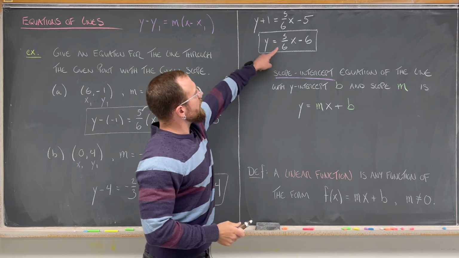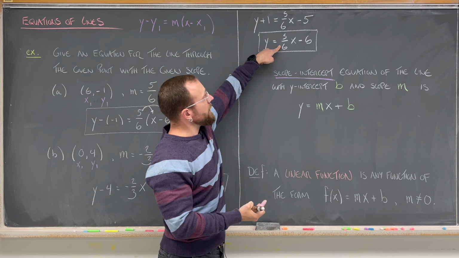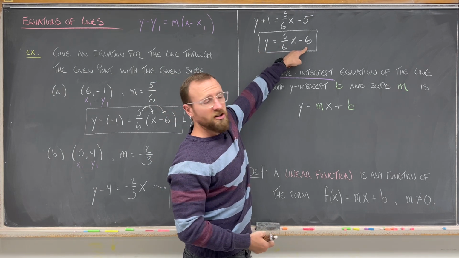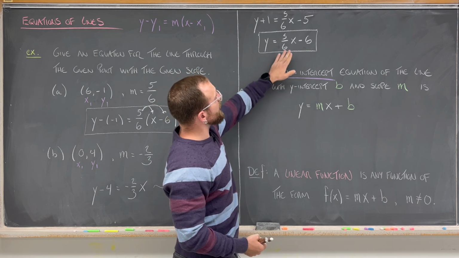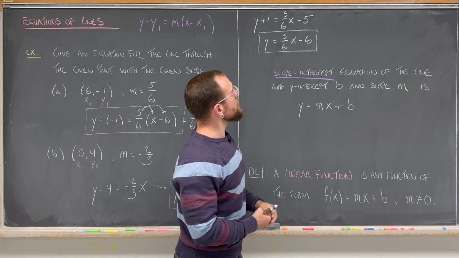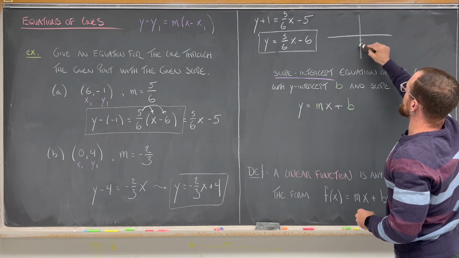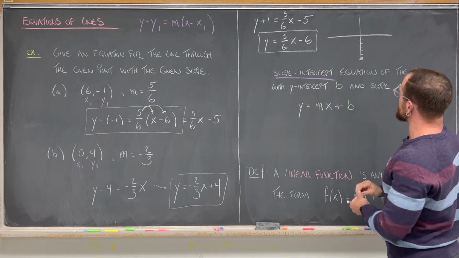Why? Well, the two numbers that I see here on the right, 5/6 is the slope of the line. The coefficient of x is the slope of the line. And this constant term on the right, that's the y-intercept. And you can figure that out by setting x equal to 0 and finding out that y is -6. So this line goes through the y-axis at -6. And it has a slope of 5/6, which is a positive slope.